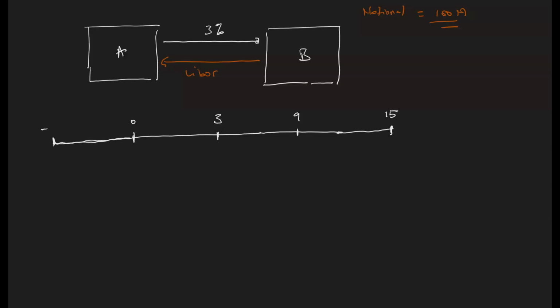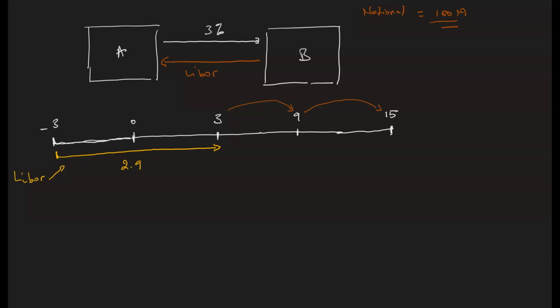And we're saying that 3 months ago, a LIBOR rate was established. So the LIBOR rate that's going to apply to this period was established at 2.9%. That's the LIBOR rate that's going to apply to that period. Now the LIBOR rate that's going to apply to the next 6 month period, which is this period here, is unknown, and the LIBOR rate that's going to apply to this period here is unknown.